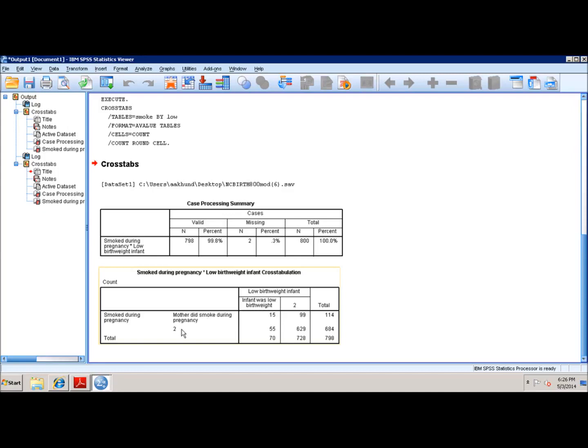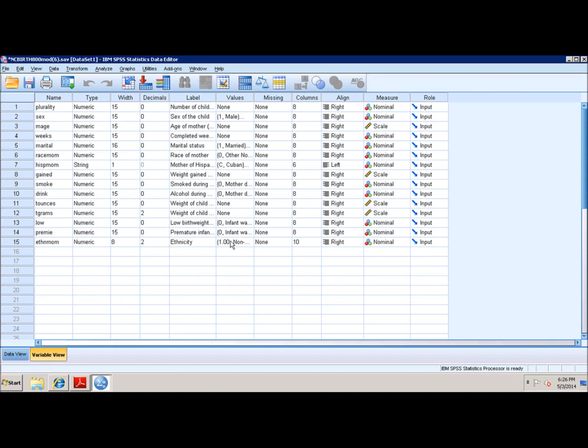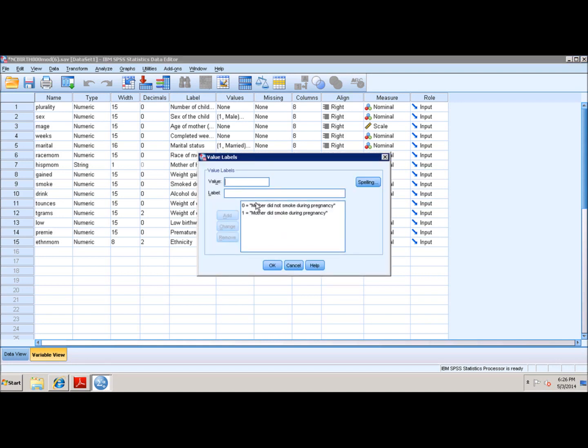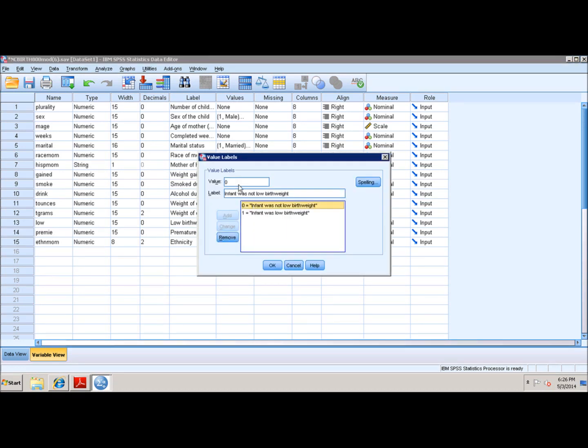Now notice that we don't have a label here. You guys notice this? It's just telling the number 2. What we would need to do, if you remember, the codings here need to be changed. We still have the codings the way they were for the previous values. So smoke during pregnancy 0, this needs to be a 2. And we click change and we click OK. And the same thing for low birth weight. This needs to be a 2. Change that to 2, we click change and we click OK.